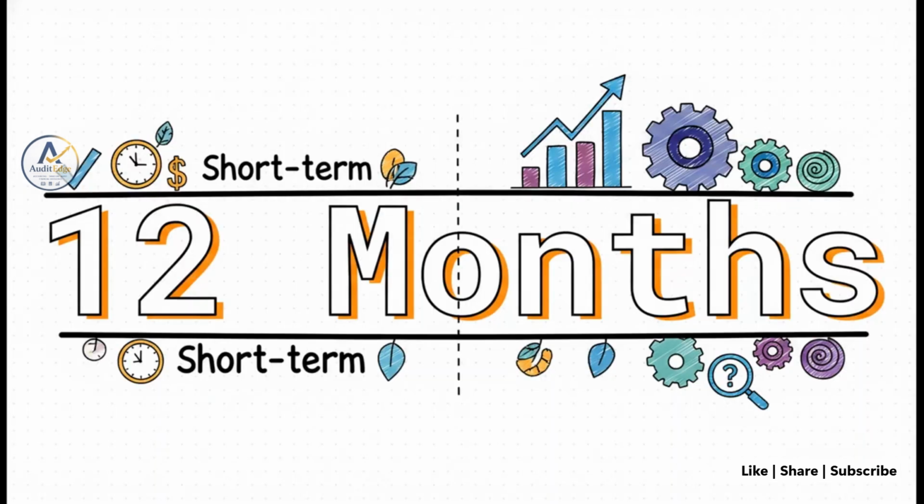Now, the absolute crucial boundary to remember here is 12 months. If a benefit is expected to be settled wholly within 12 months after the annual reporting period, it's short-term. But the moment it crosses that 12-month mark, it becomes long-term. And guys, that is exactly when the accounting gets complex, because that's when discounting comes into play.